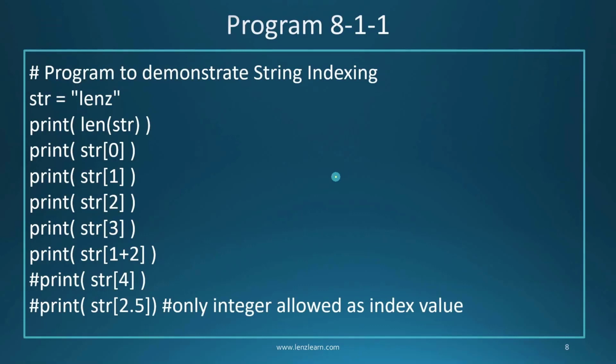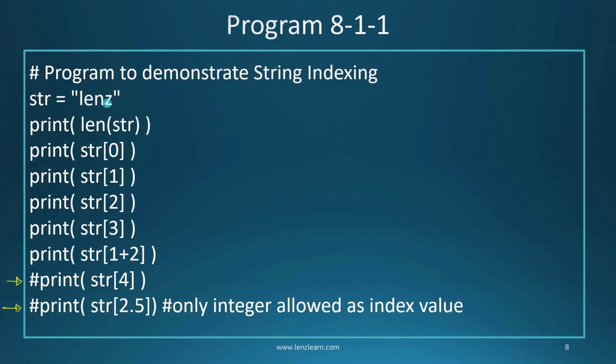So here we have a program just to print the value of a string based on index values. We are picking the characters from the string and we are printing it. The last two lines I have commented here. Why? Because it will give an error. So when we run the program, we will remove the comment and we will see what's the problem.